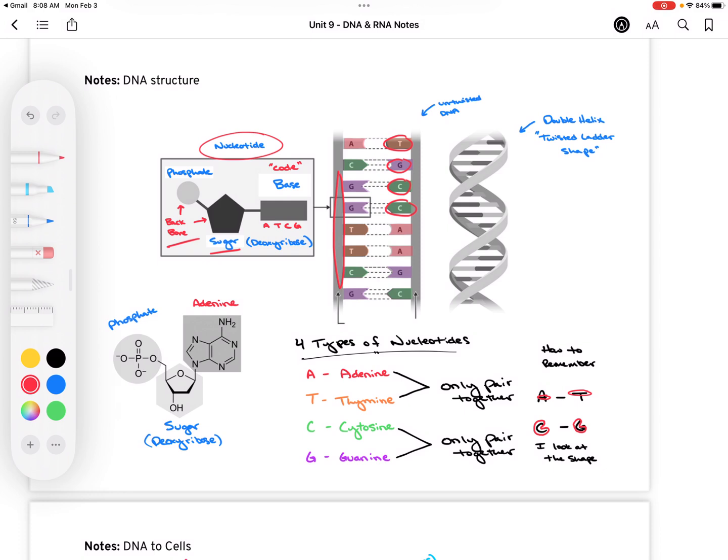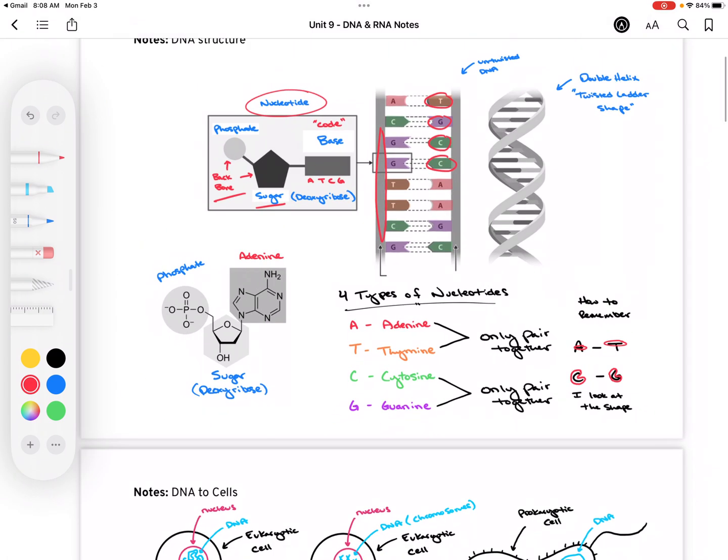And then we have these bases that are different, and they are essentially the code. And they come in varieties of A, T, C, and G. Okay? Now, if you look down below here, on the four types of nucleotides, A stands for adenine, T is for thymine, C is for cytosine, and G is for guanine. Now, A only pairs with T, and C only pairs with G. Now, how I remember this is I look at the shape. So A and T both have lines in them, C and G are round, and they have that round curve to them. All right, that's just how I remember them. There's a bunch of sayings that you can learn for these, but that's just how I do it, okay?